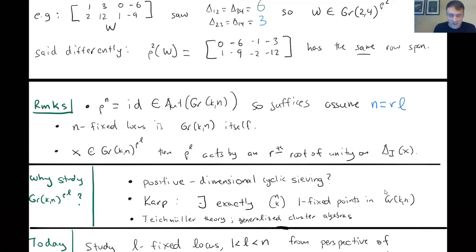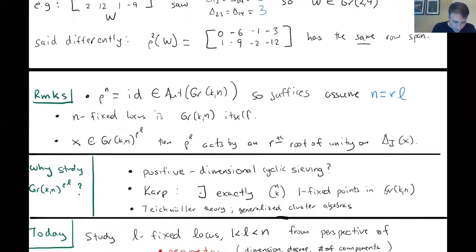And lastly, these spaces turn out to be related to Teichmüller theory and generalized cluster algebras in this work of Chekhov and Shapiro, and I think there's more to say about that. That will be towards the end of the talk.